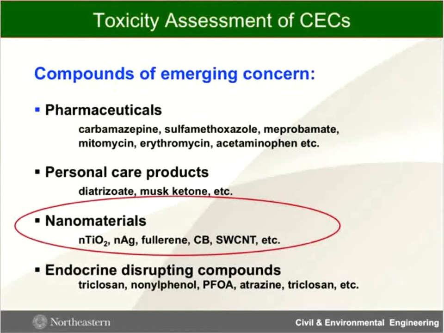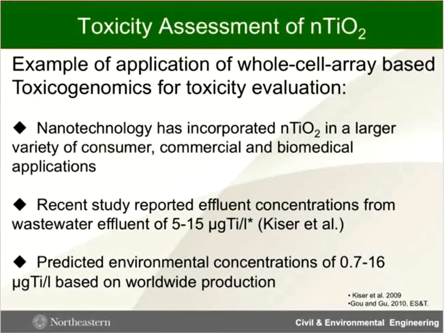And so we targeted several different classes of contaminants of emerging concern, like I mentioned earlier, including pharmaceuticals, EDCs, et cetera. Today I will focus more on the nanomaterials. I also want to point out that the endocrine disrupting effect is only relevant to eukaryotic cells. So for our application, we are not observing the endocrine disrupting effect itself, but rather other toxicity effects endocrine disrupting compounds may have on the prokaryotic cell. I want to clarify that.